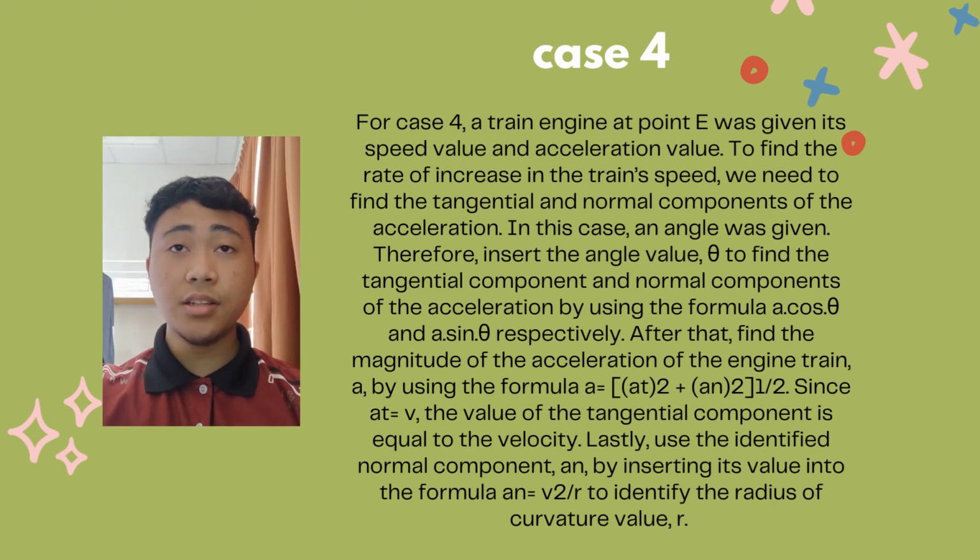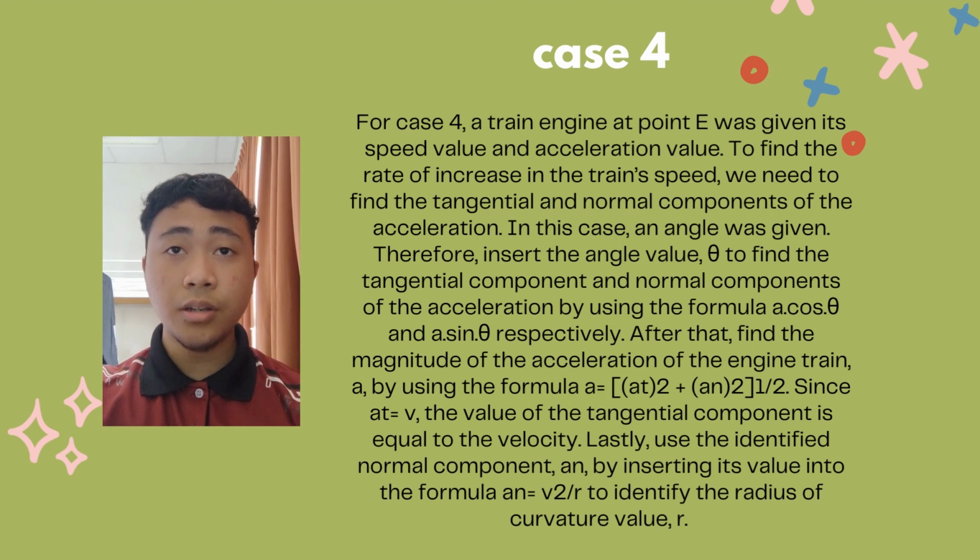For the fourth case, we have a train engine at point E, which was given its speed value and acceleration value. To find the rate of increase in the train speed, we need to find the tangential and normal components of the acceleration. In this case, an angle was given. Therefore, we need to insert the angle value to find the tangential component and normal components of the acceleration into their formula. After that, we can find the magnitude of the acceleration of the engine train, since we have both of the normal and tangential component of the acceleration.